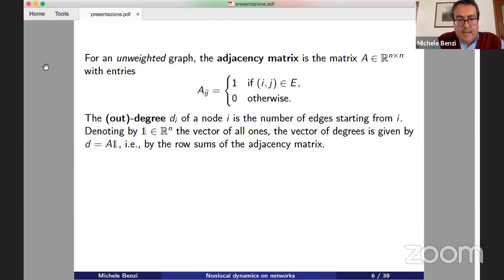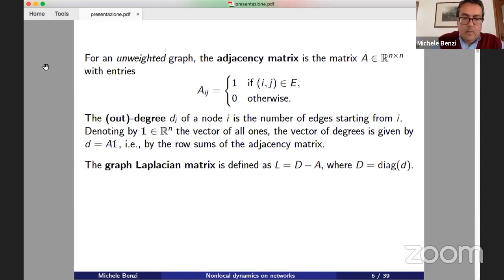If we denote by this boldface 1 the vector of all ones, then the vector of out-degrees is just the row sums of A. So it can be computed by the matrix-vector product of A with the vector of all ones. We can also define the degree matrix, which is this matrix D, consisting of the out-degrees. And then we can define the graph Laplacian of the graph as the difference between the degree matrix and the adjacency matrix, L = D - A.